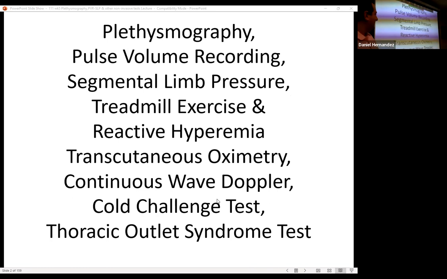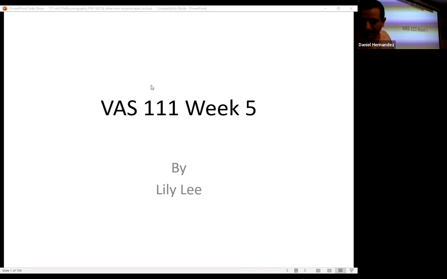Yeah, it is. And then the last one is this thoracic outlet syndrome test. So that's an exam that we can potentially do in the lab to rule out vascular disease as a result of compression of the vessels between that first rib and your clavicle. So we'll go into all these in a little more detail.